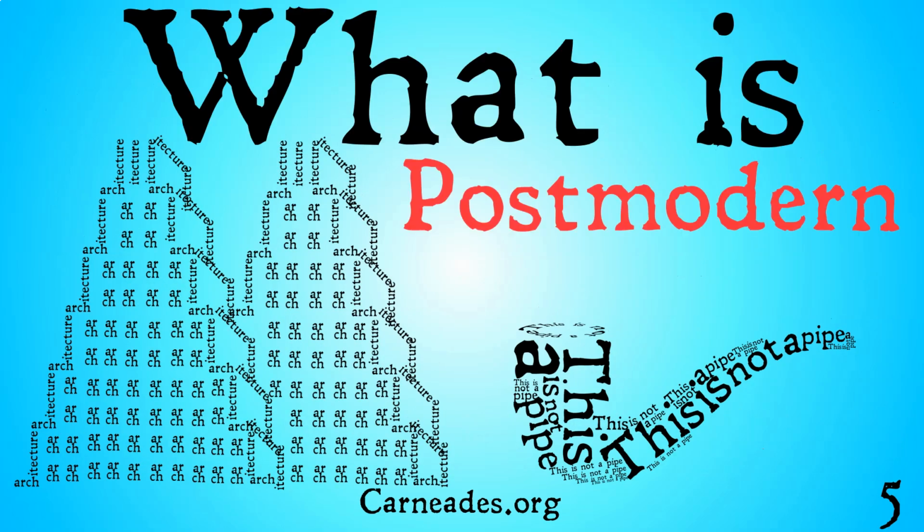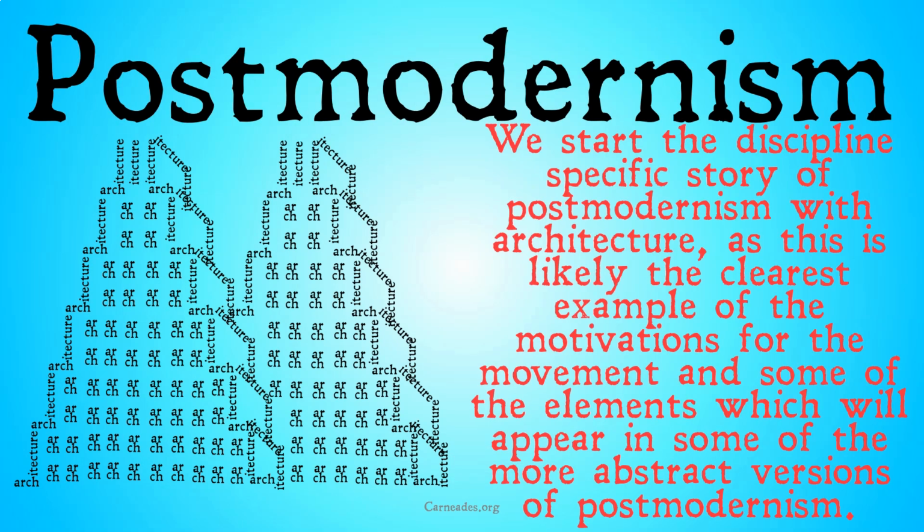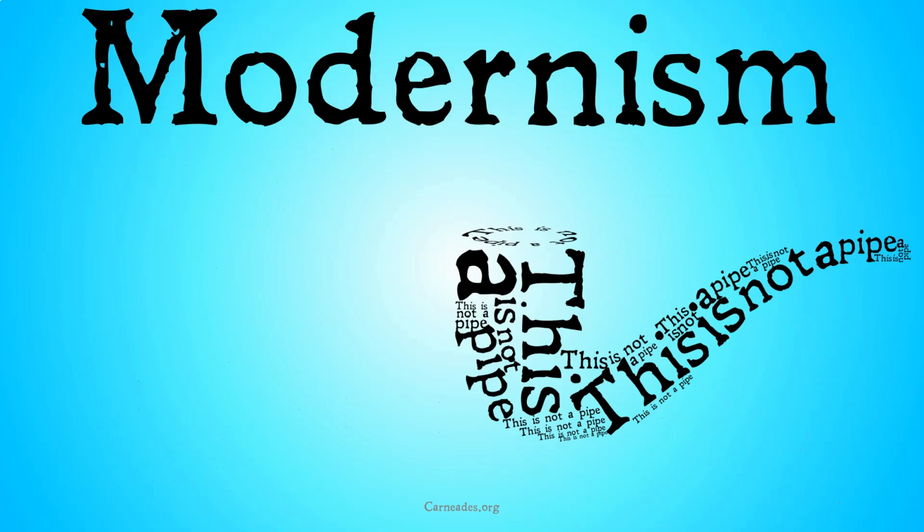In this video, we're going to be looking at what is postmodern architecture. So, we start the discipline-specific story of postmodernism with architecture, as this is likely the clearest example of the motivations for the movement and some of the elements which will appear in some of the more abstract versions of postmodernism. So we're shifting now from some definitions of terms that we did in those first three videos to three specific positions in art. This is architecture. We'll cover performance next, and then postmodern aesthetics writ large.